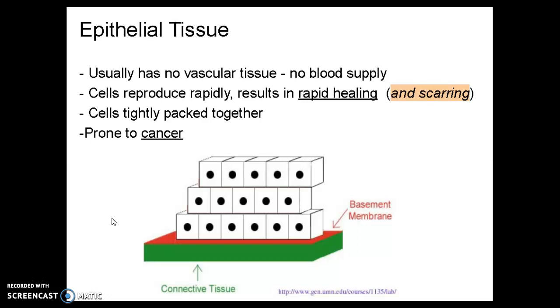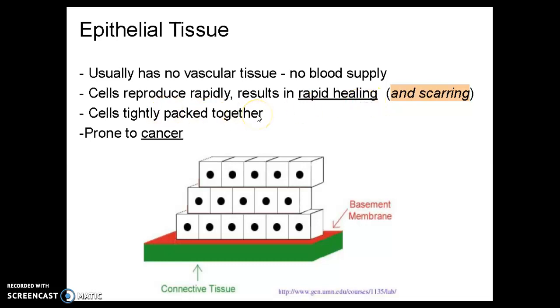Another characteristic is these cells reproduce rapidly. This is because they are on the outer surface, so these cells receive an onslaught of different toxins and different things that could damage them. And so as a result, they need to heal pretty quickly. And so these cells, they divide by mitosis very rapidly in order to create rapid healing. And sometimes scarring. We'll talk about scars when we get to our unit on the skin.